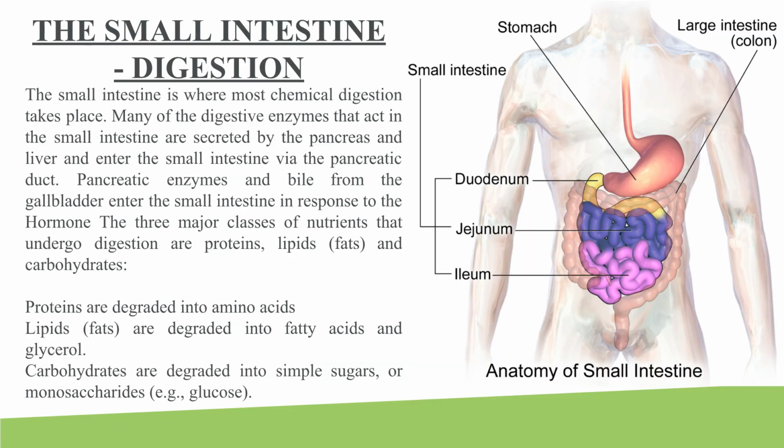The small intestine is the site of most chemical digestion. Enzymes from the pancreas and bile from the liver enter the small intestine to break down proteins into amino acids, lipids into fatty acids and glycerol, and carbohydrates into simple sugars.